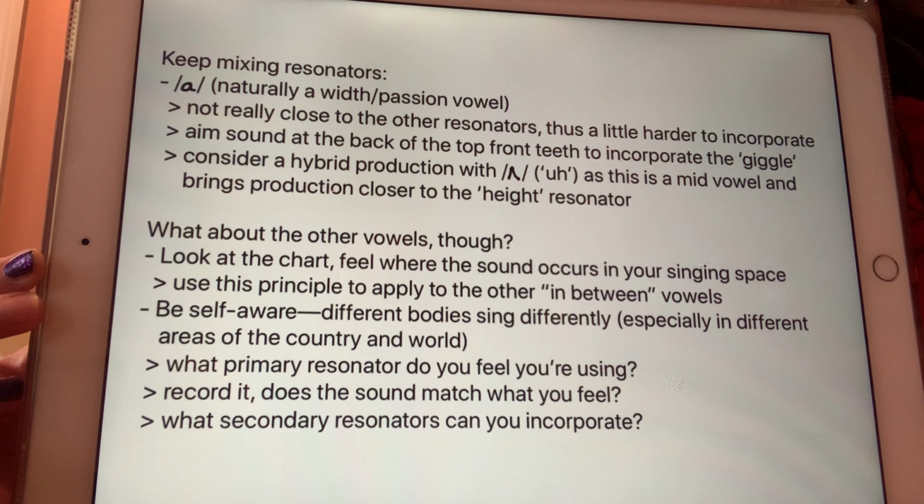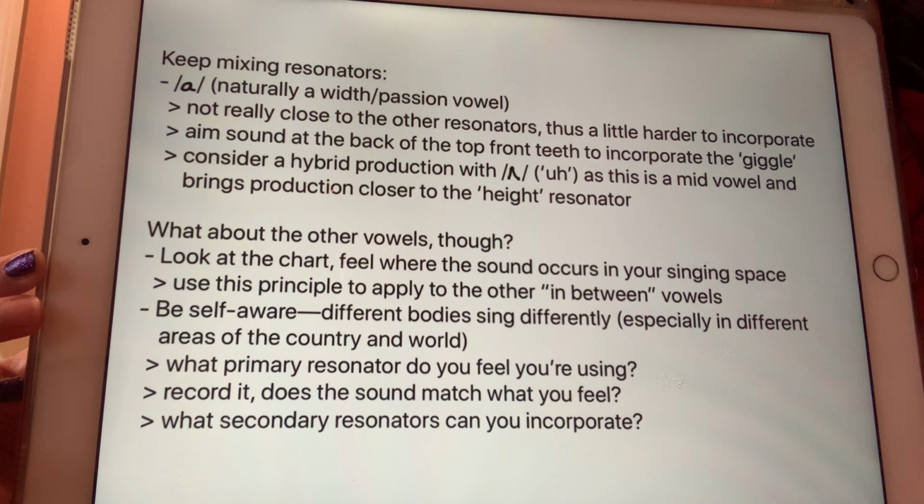Everybody's singing space is different. I just gave you those examples. They're not perfect. But my space is going to be different from your space. And how I feel that in my space is going to be different from how you feel it in your singing space. So look at the chart and play around with it.